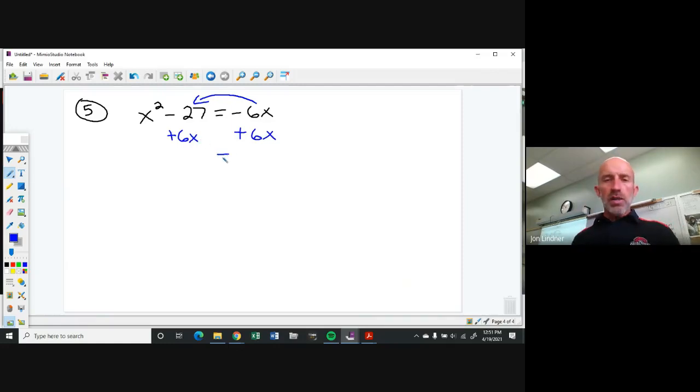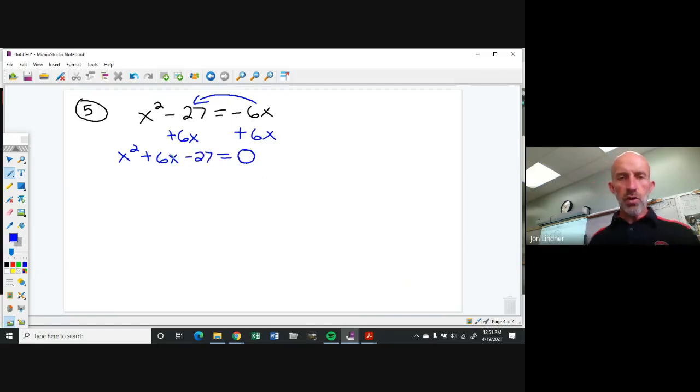Because on the right-hand side, negative 6x plus 6x is 0. And on the left-hand side, I've now got my quadratic. I'm going to write it in the correct order. X squared plus 6x minus 27. You do want to write it in that order. The squared term, then the x term, then the number. And then we would just come over to the side. We'd do our factor sum table, and we would roll with it.